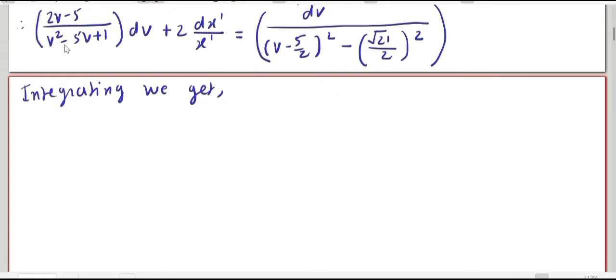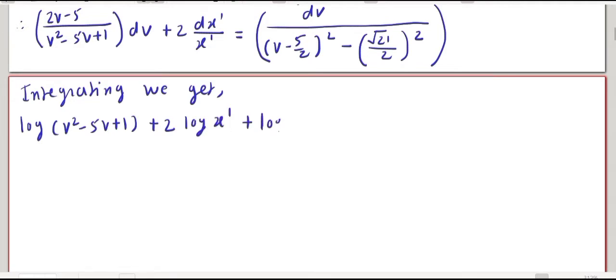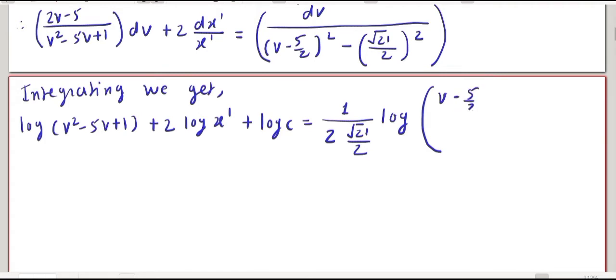integration of this value is log of (v square minus 5v plus 1), and value of this is log of x' plus integrating constant log c is equal to, now integration of this is 1 upon 2 into (under root 21 divided by 2) into log of (v minus 5 by 2 minus under root 21 divided by 2) divided by (v minus 5 by 2 plus under root 21 divided by 2).